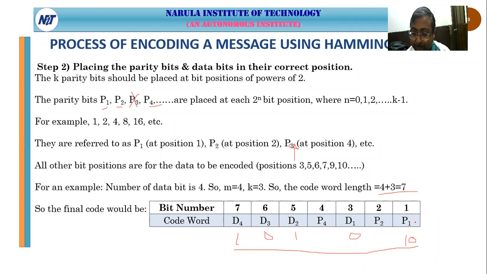For P1, take 1 as the start bit, P1, then skip 1, then take 1, then skip 1. 1 bit consider, 1 bit skip, take 1 bit, 1 bit skip. For P2, take 2 bits, skip 2 bits, take 2 bits, skip 2 bits, like this.